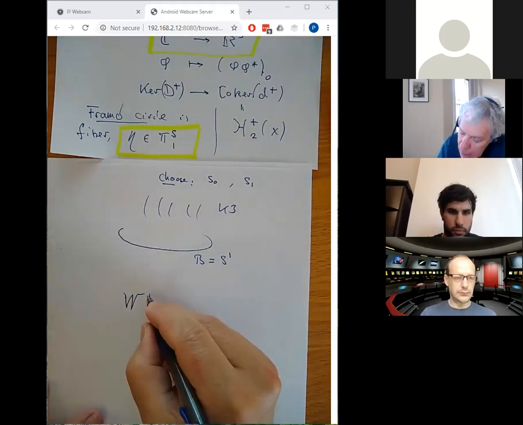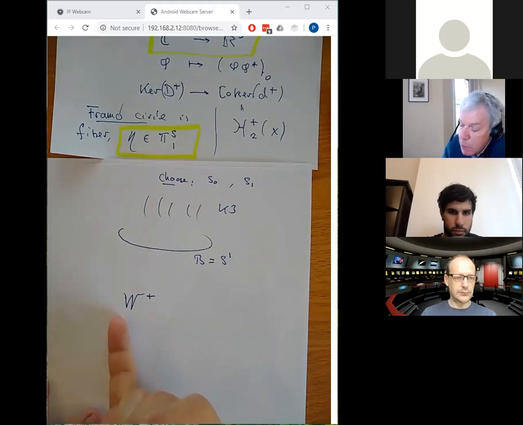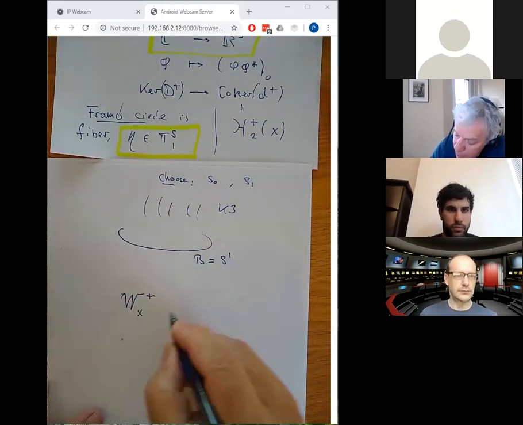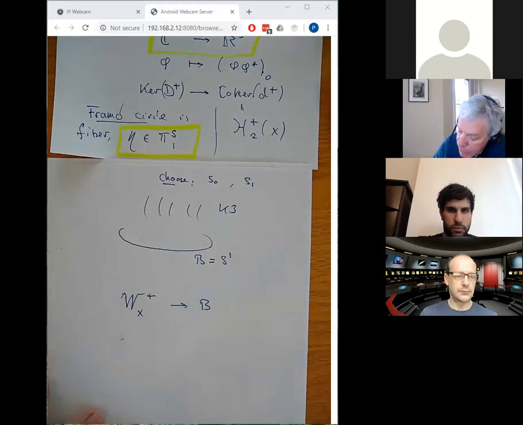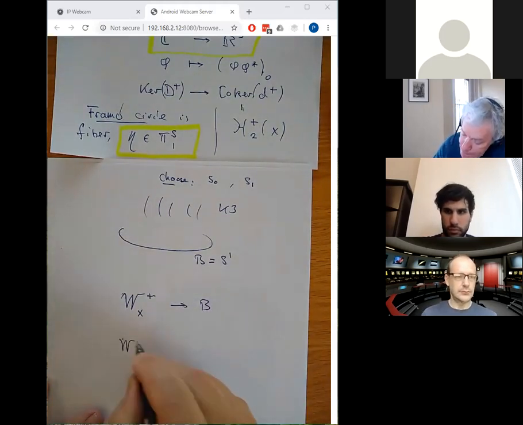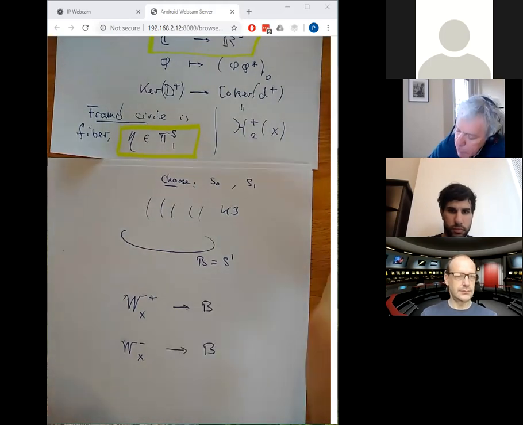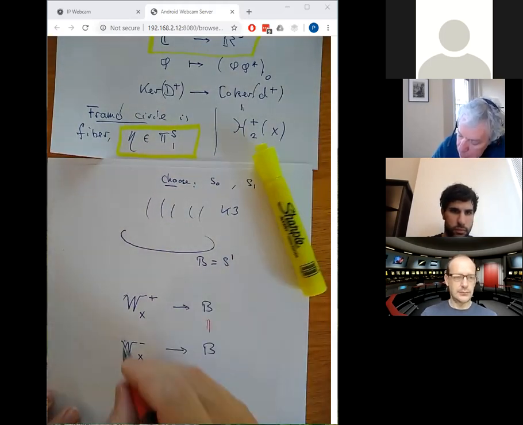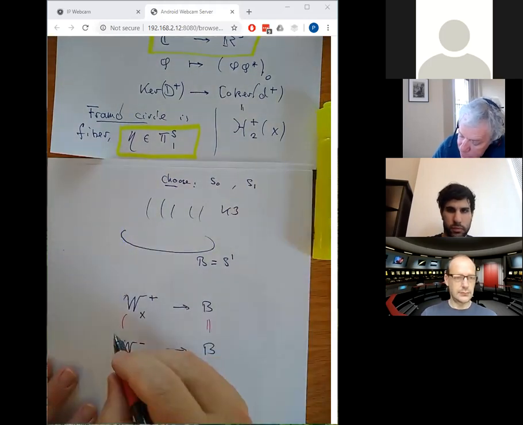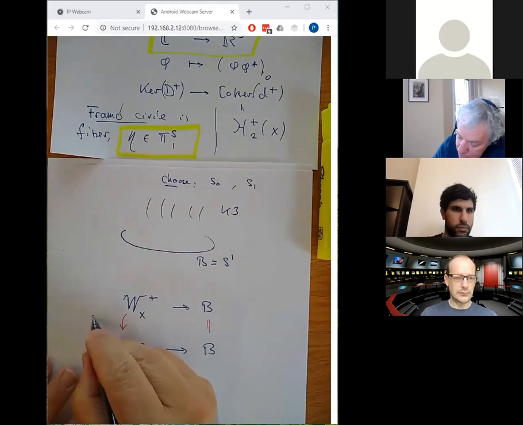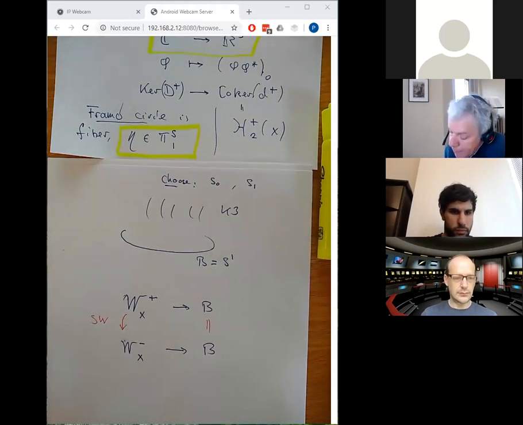Well, instead of a Banach space W plus, we'll have a Banach vector bundle associated to X, a fiber bundle over B. And instead of a Banach space W minus, we'll have a Banach vector bundle over the circle. And here, instead of just a map between Banach spaces, we'll have a fiber-wise map of Banach spaces. This is a fiber-preserving map, the Seiberg-Witten map.